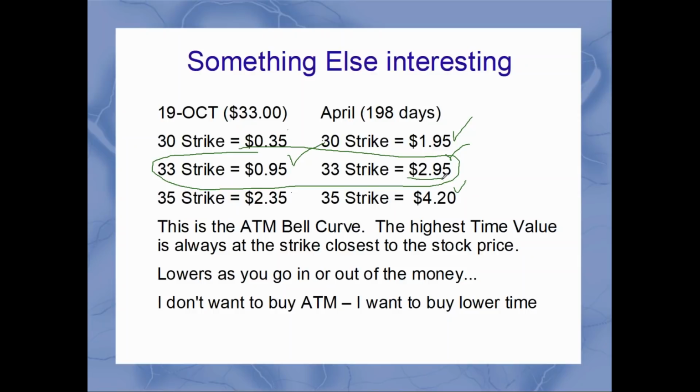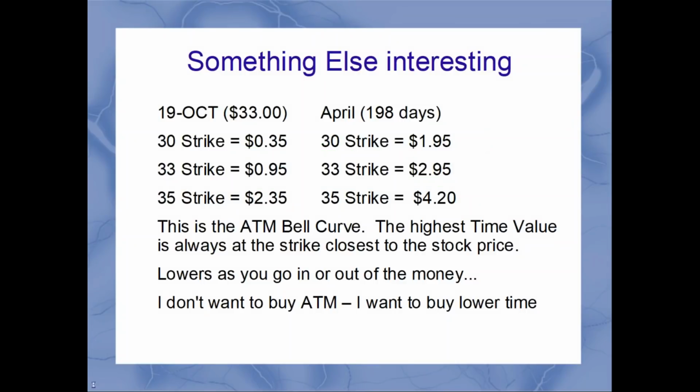This is the at-the-money bell curve. When you look at any options chain, the highest time value is always at the strike closest to the stock price. It lowers as you go in or out of the money. What does that mean? Do I want to be buying into an option that at the time has the highest time value? Because remember, when I'm buying, I'm fighting time decay, regardless if I go 1 month out, 19 days out, or 198 days out in time. So I don't want to be buying at the money. I want to be selling. I want to be selling premium with the highest time value, not buying it.